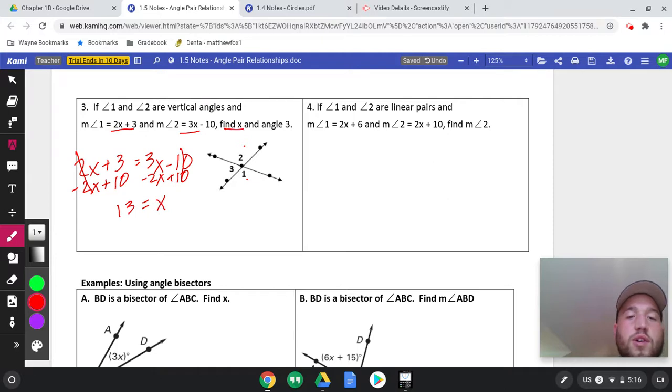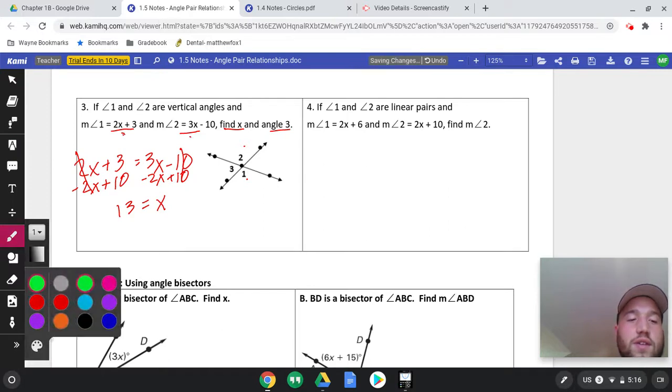So we did the first part, now it says find angle 3. Now, we don't have any information about angle 3, so let's first plug this 13 in either for angle 1 or angle 2. I think lots of you will think angle 1 is easier. So 2 times 13 plus 3. 2 times 13 is 26 plus 3 is this 29 degrees. So that goes here for 1. We also know that would be the answer for 2.